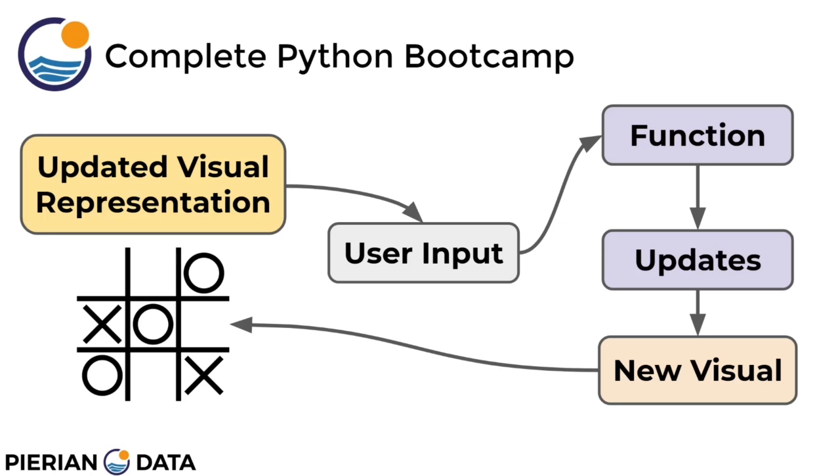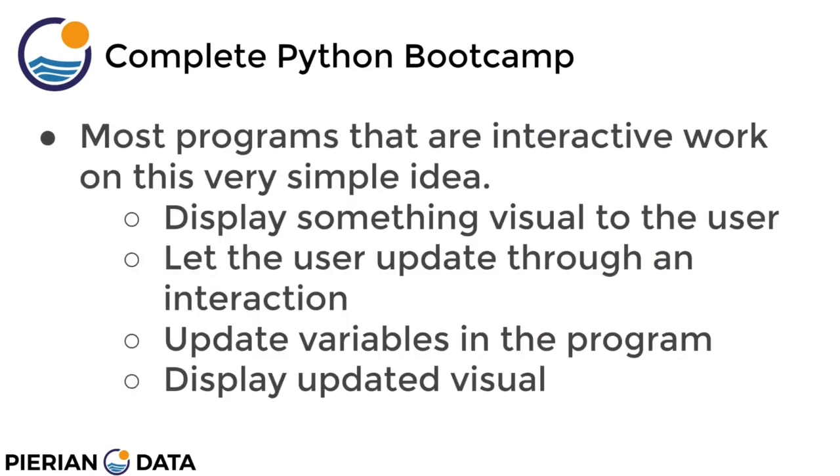Now, the actual script that runs that can be extremely complicated based off how many options there are and how complex the calculations can be. But overall, you're just simply showing a visual representation, accepting user input, then having that be updated inside your Python script, and then showing an updated visual over and over again. So, as I mentioned, most programs that are interactive work on this very simple idea. Display something visual to the user, let the user update through an interaction, update the variables within the program, and then those variables are then passed through in order to display the updated visual. So there's a connection there between the internal variables and what the user sees as the visual.